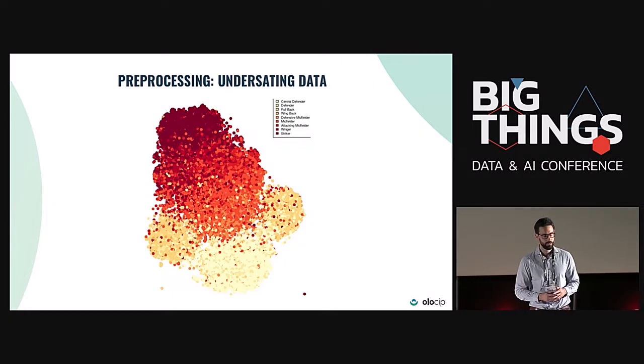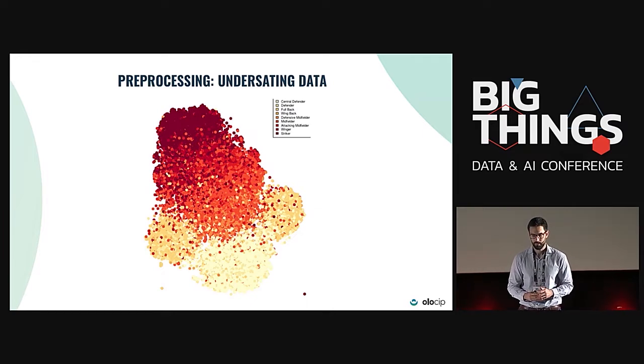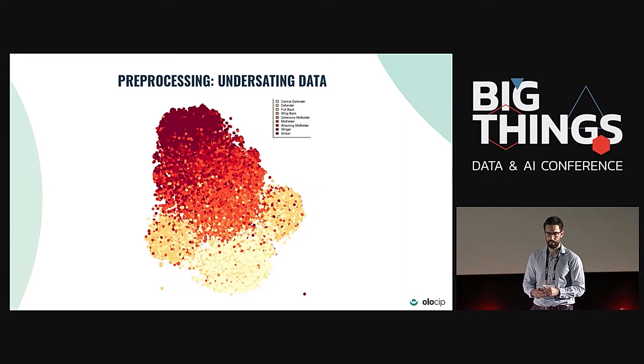So when we deal with a problem, for us, it is very important to understand the data that we're working with. And for this, it is very useful, for example, to project the data into a smaller dimensional space. In this case, we have projected the statistics from the players into a 2D space, in a way that the players that have similar statistics should be shown closer to each other in this graph.